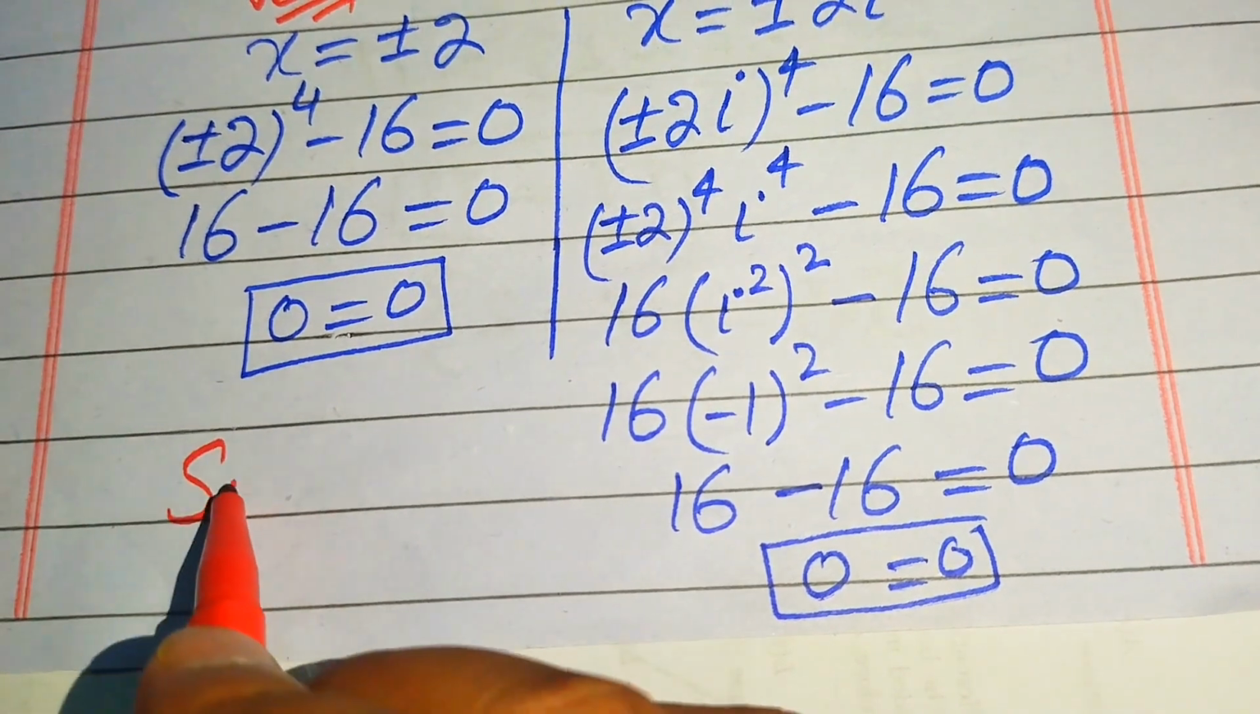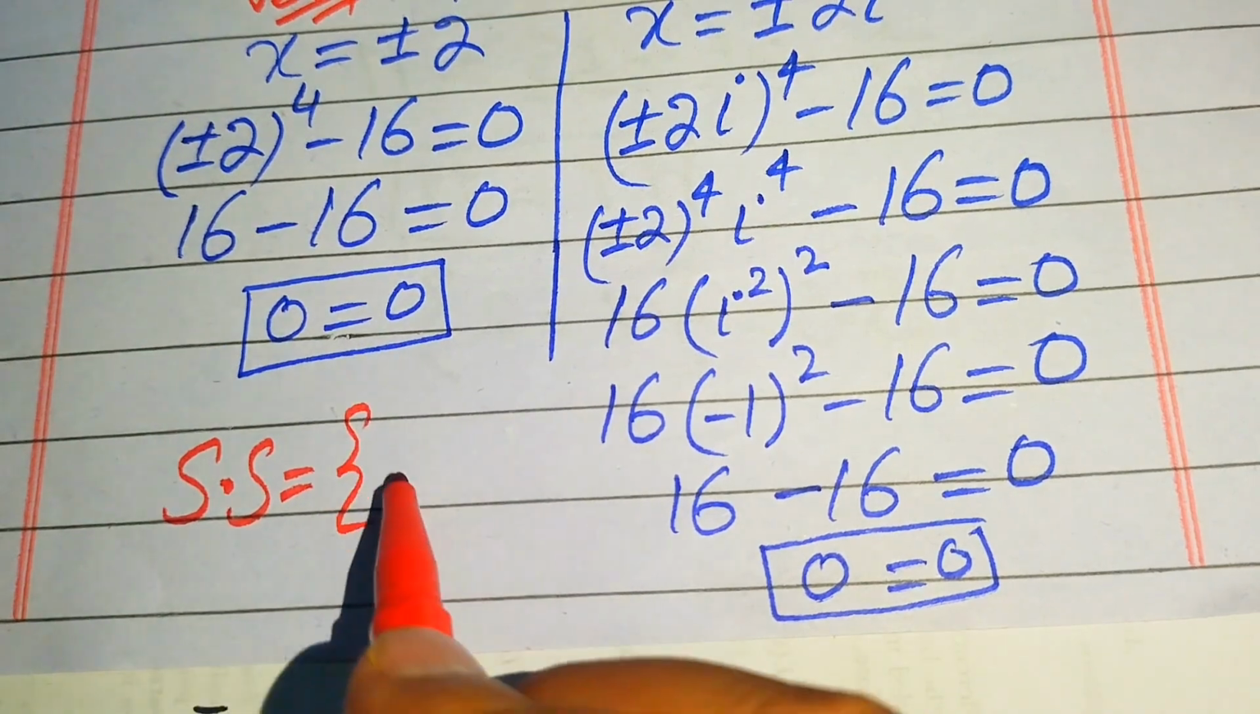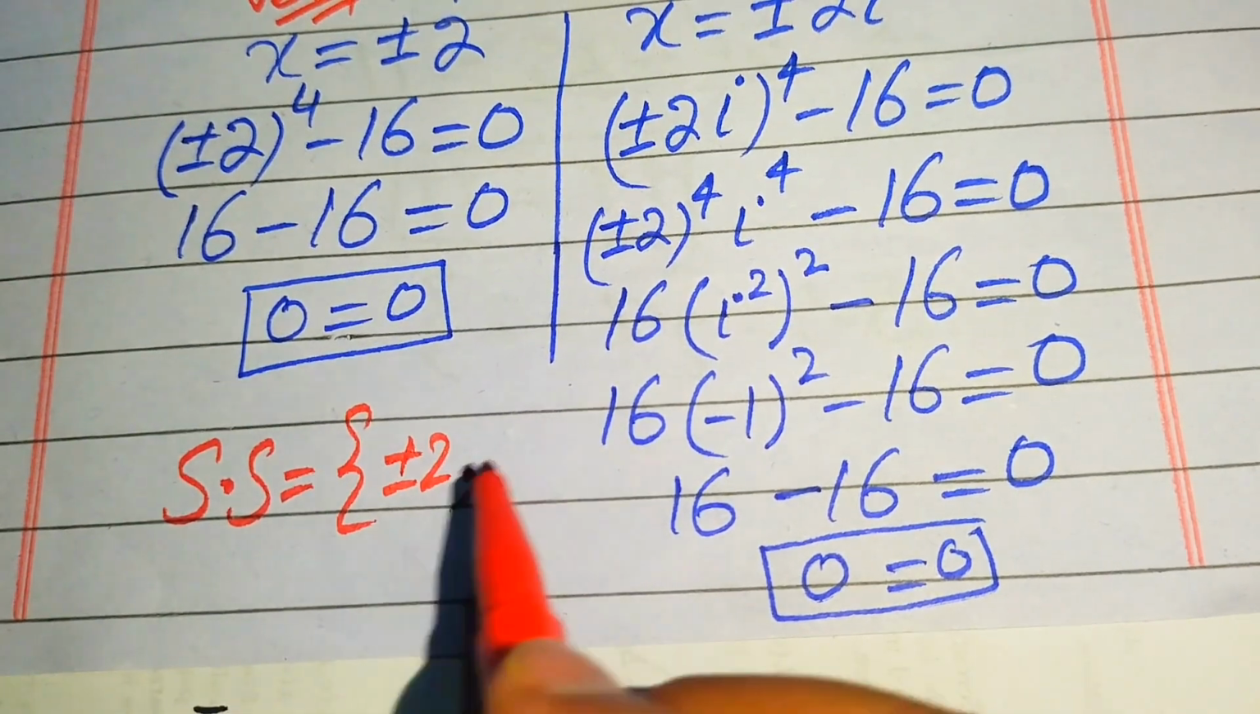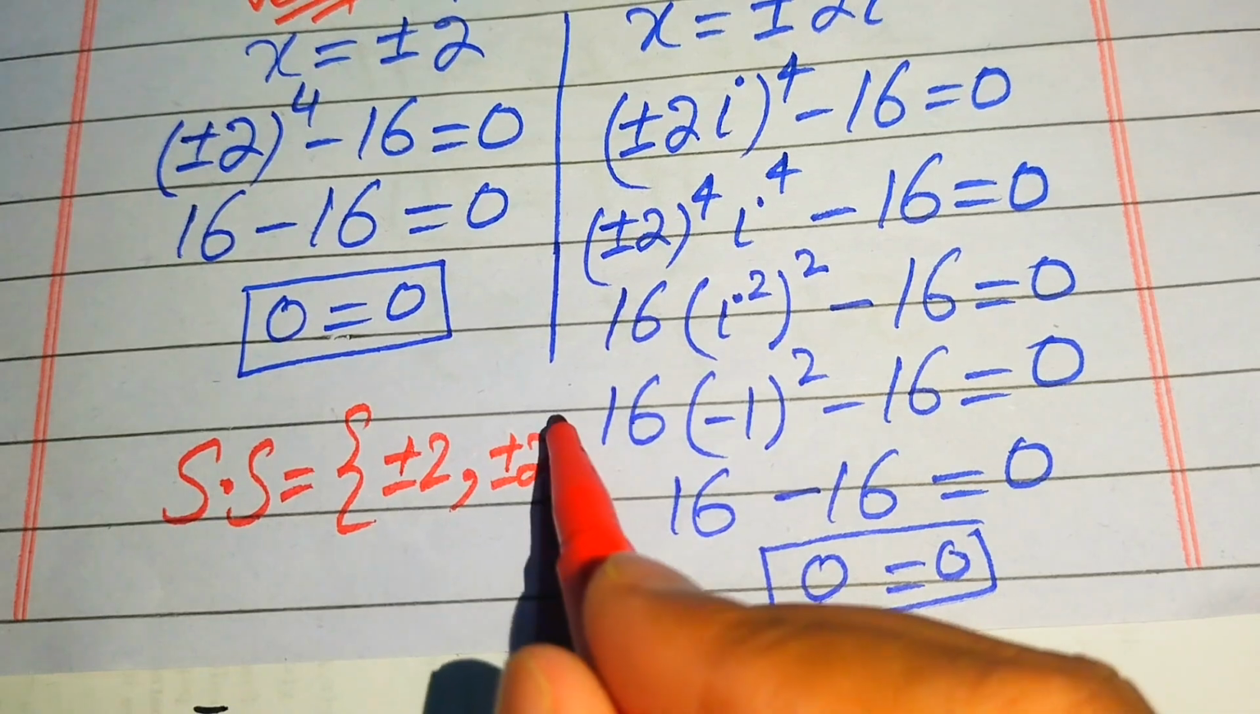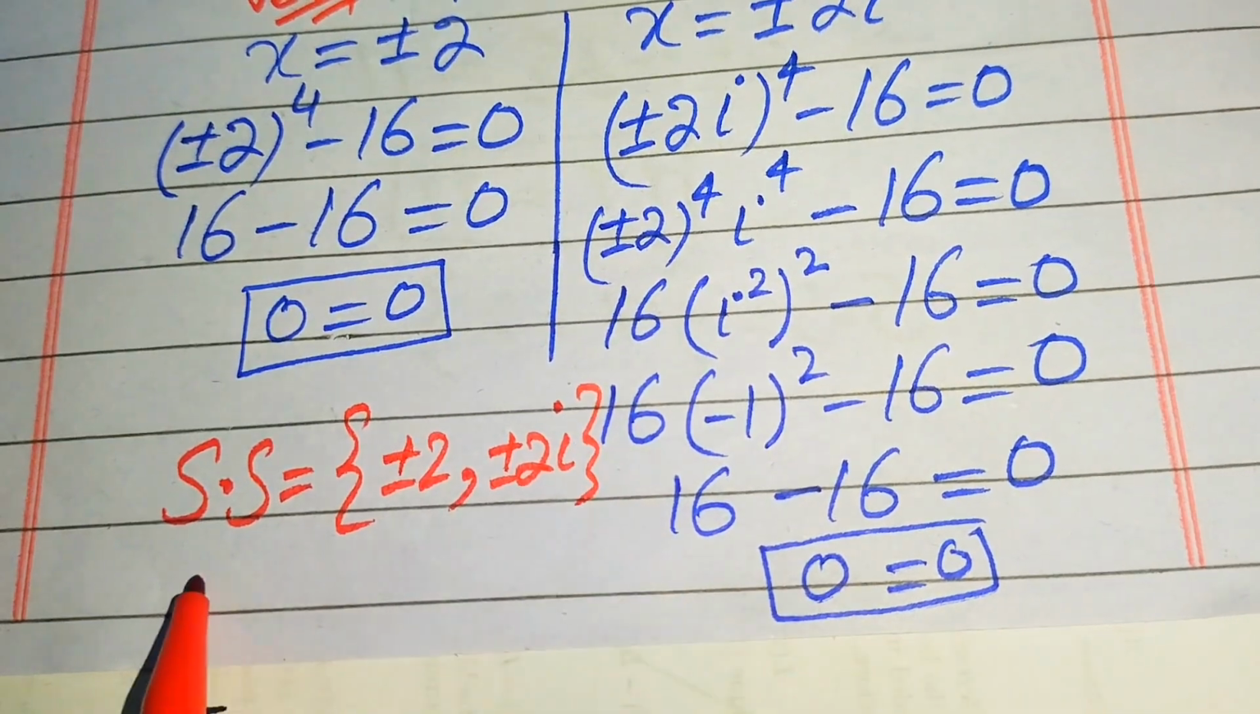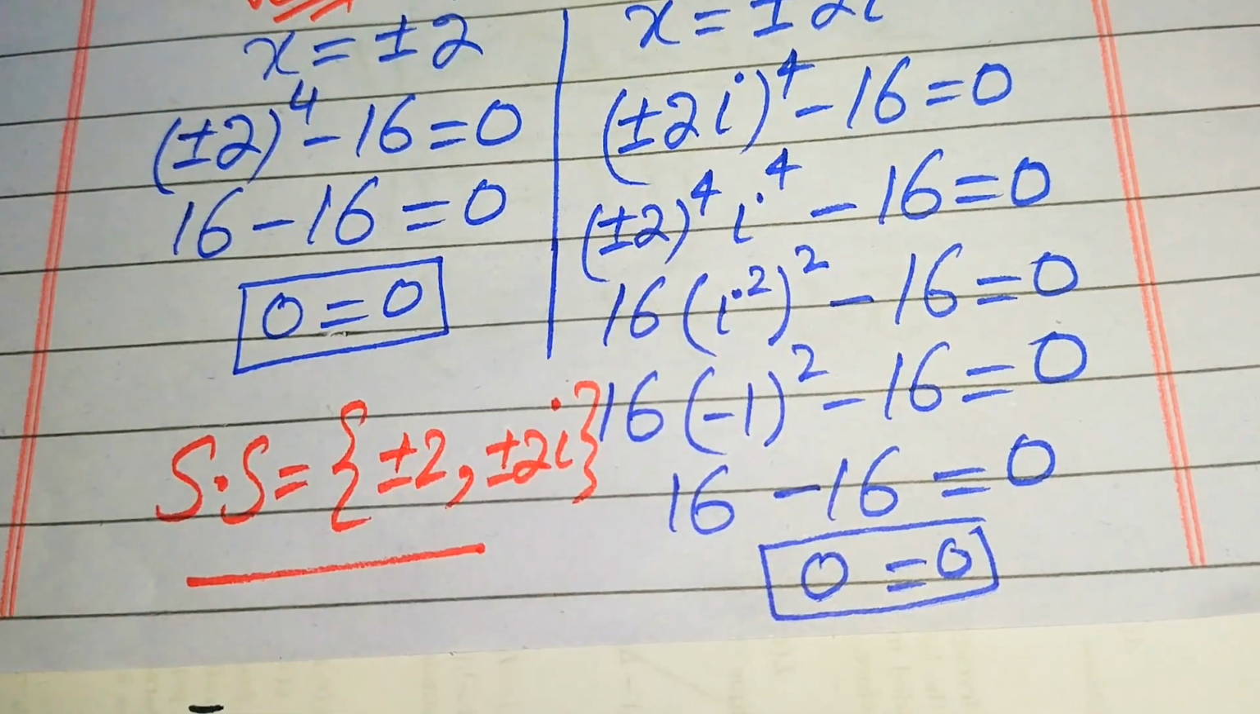So finally we have the solution set of the given question as plus minus 2 and plus minus 2 iota. So these are the four roots of the given equation, and this is the final answer.